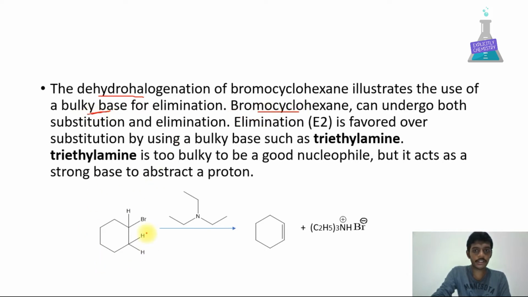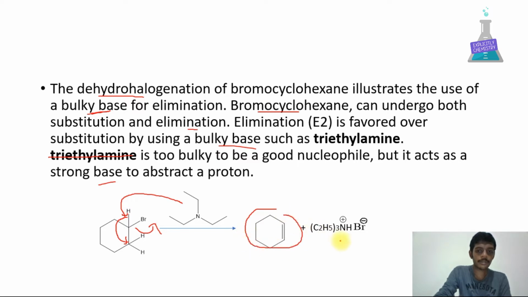Bromocyclohexane can undergo both substitution and also elimination. While using a bulky base such as triethylamine, it acts as a strong base to abstract a proton. This is the base triethylamine. It will abstract this proton, and this bond migrates over here, and this bromine leaves, resulting in the formation of cyclohexene, and the byproduct is formed.